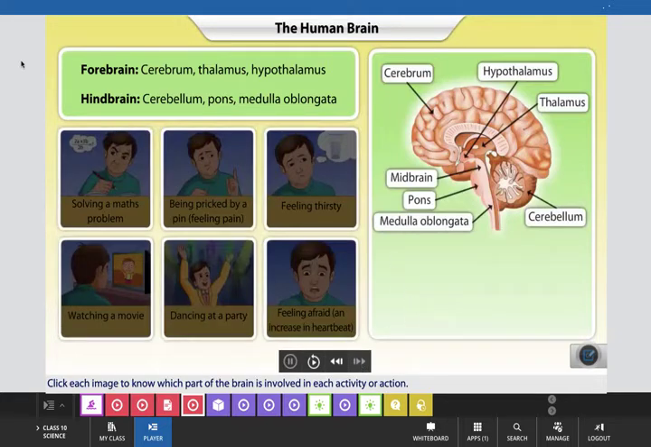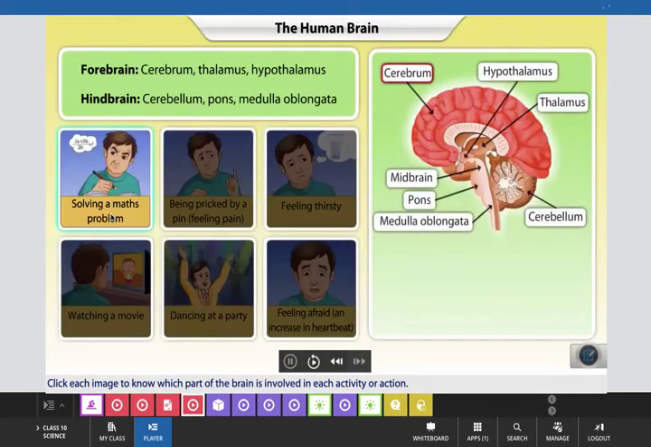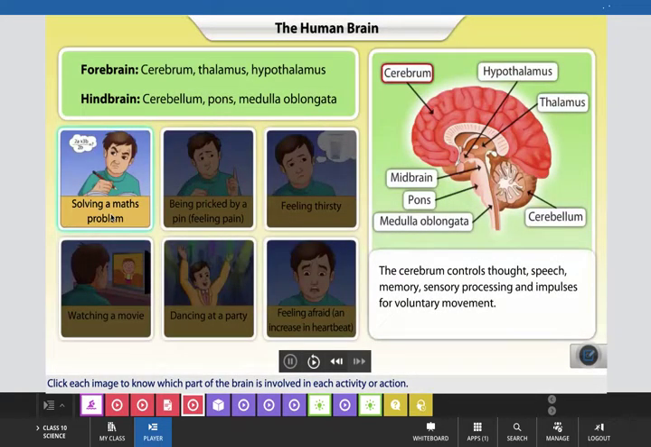As you know, there are two important parts of our brain: the forebrain, in which the cerebrum, thalamus and hypothalamus come, and the hindbrain, with the cerebellum, pons, and medulla oblongata. These three parts are in the hindbrain region. Now, solving a math problem, which part of our brain is used? Vijay uses his cerebrum to solve the maths problems. Now is it clear that for this type of problem we are using our cerebrum part?